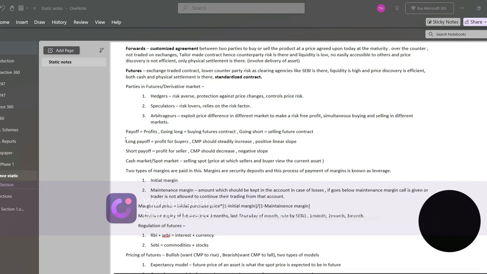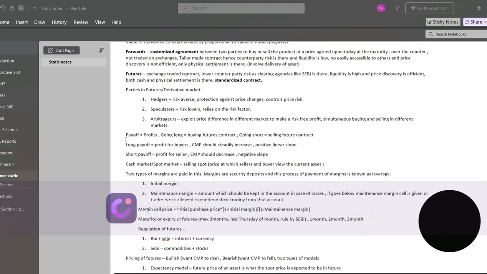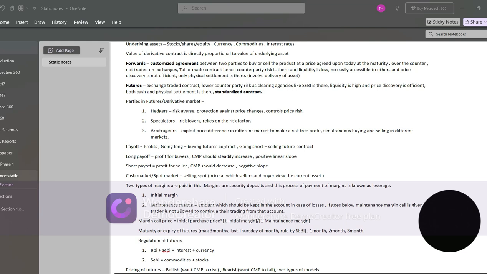Next is payoff. Basically, these are some of the terms. Payoff just means profit; the profit in any contract is referred to as payoff. Going long means buying a future contract. Going short means selling a future contract. So just remember, long means buying and short means selling. A long payoff means the buyer is in profit, and a short payoff means the seller is in profit.